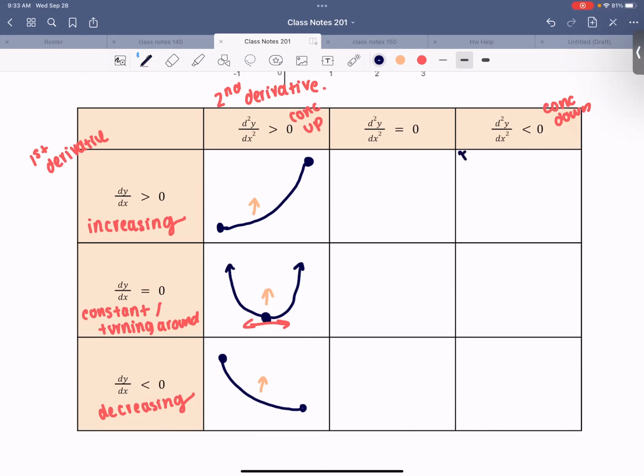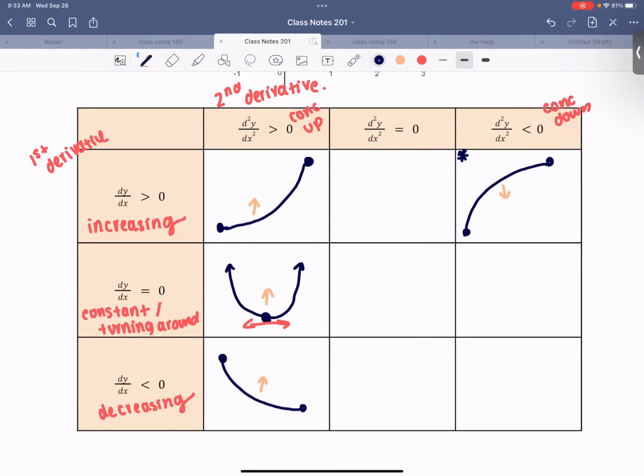Let's focus on this one right here. If I'm increasing, I'm still going from a lower point to a higher point, but if I'm concave down, what's my graph going to look like? It's going to go kind of upside down, right? It's going to look like a frown. So my graph is actually going to look like this, and of course, my graph is going to be facing down.